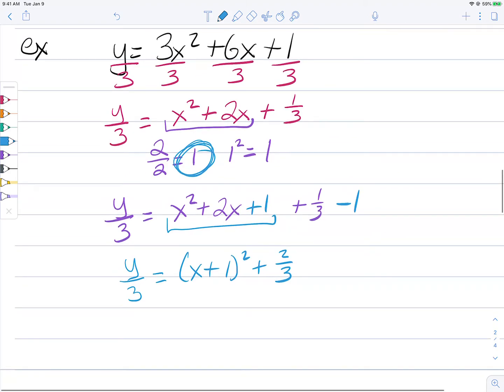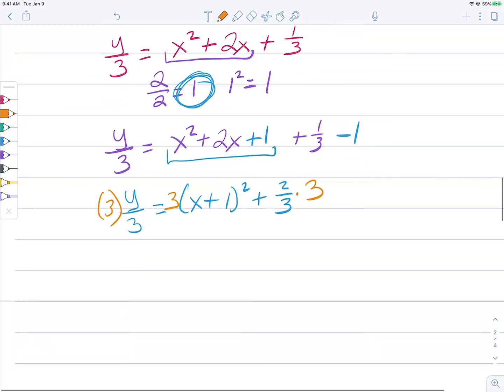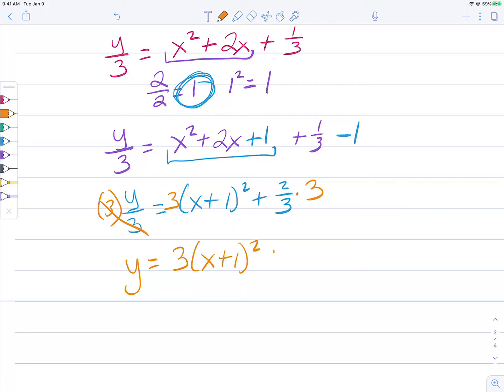So we're not completely done because y is not isolated. This is where step 5, we now need to multiply or divide everything by a to get our y by itself. So we're going to multiply every single thing by 3, and we're going to get y equals 3 times x plus 1 squared, plus, if I make 2/3 times 3 over 1, the 3's cancel, plus 2. Now notice that my 3 that I multiplied by just went in front of the parentheses. I did not multiply the stuff inside of the parentheses. Just put it in front, knowing if we wanted to distribute it, we could.